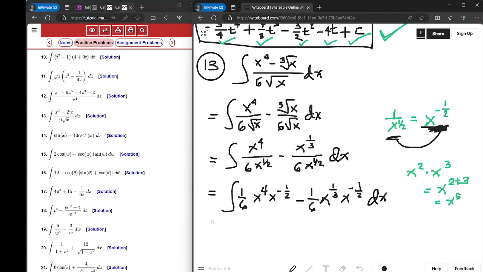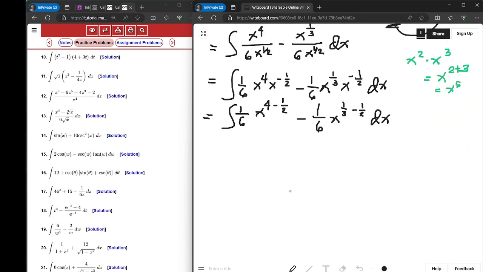Okay, so what will happen to this? So we'll have 1 over 6. This will become x to the power of 4. Since this is a negative sign, this will be minus, not plus. Then minus 1 over 6, x to the power of 1/3 minus 1/2 dx. Next, we'll combine. So again, finding the least common denominator, not the greatest, but the least. So I'm sorry for the earlier statement.